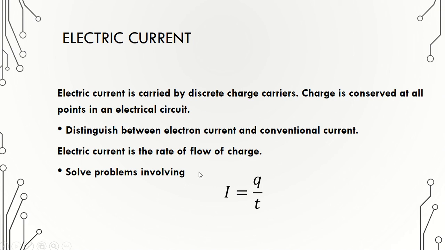And you need to be able to solve problems involving the following equation, where capital I stands for current, Q is charge, and T is time. So we're going to look at this in more detail on the following slides, but current is the rate of flow of charge. So it's the amount of charge, which is measured in coulombs, per time, which is measured in seconds.